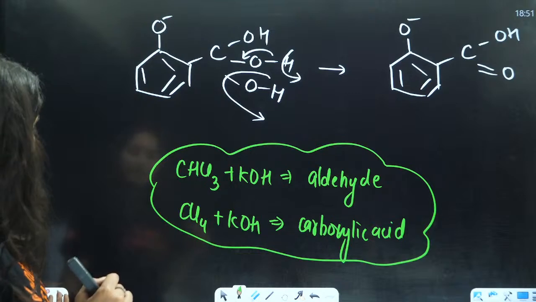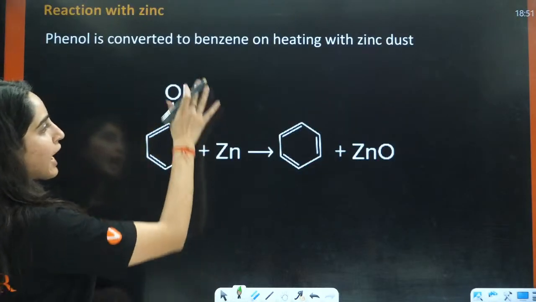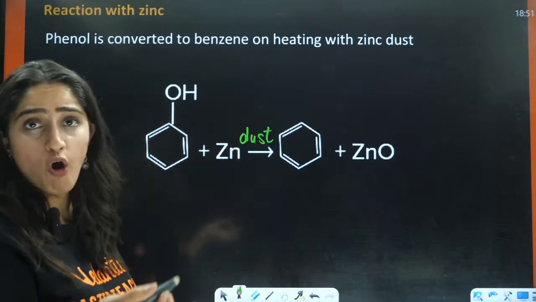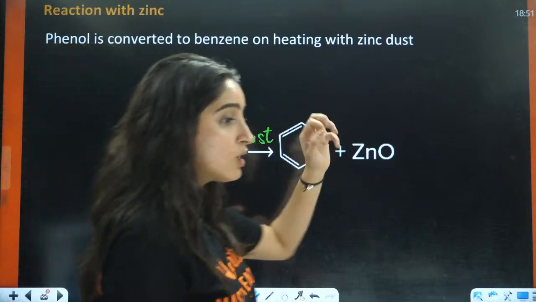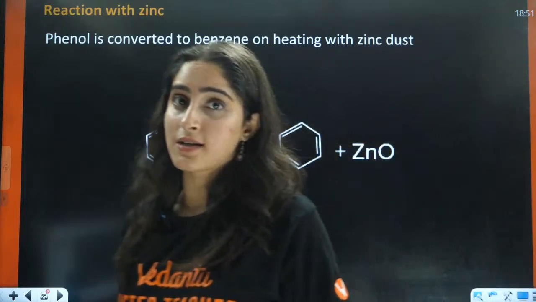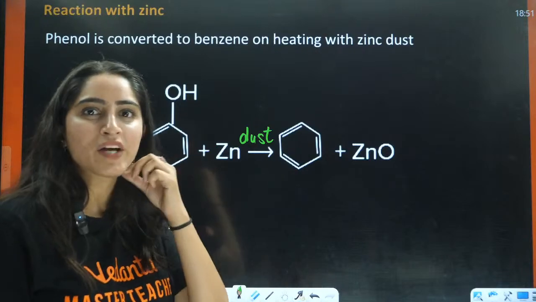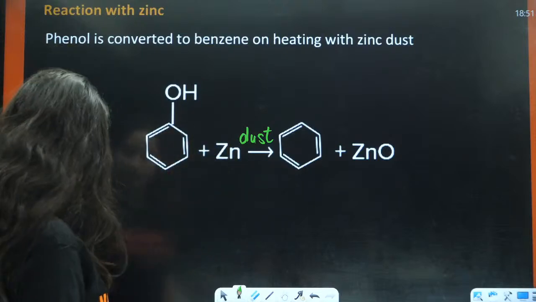Now, next is a very simple reaction. When you react phenol with zinc dust, it is simply going to form zinc oxide and benzene, right? It's also an important reaction. It has been asked in your latest exams, right? Because the questions are not tough. It is just retaining these many reactions that is the tough part, right?